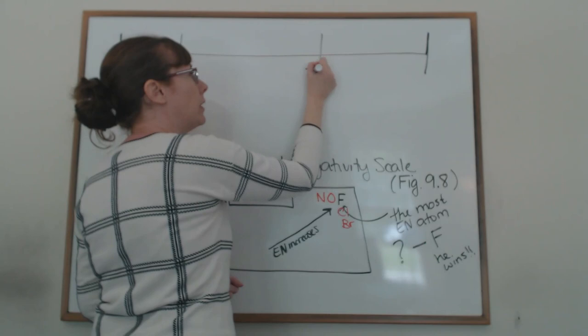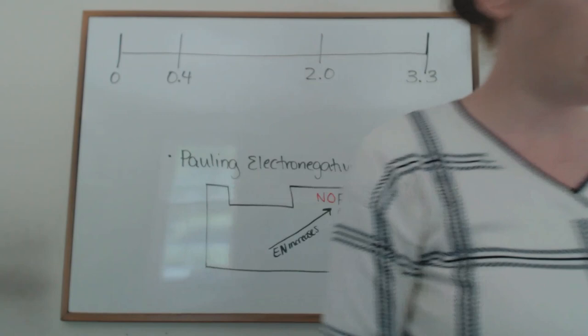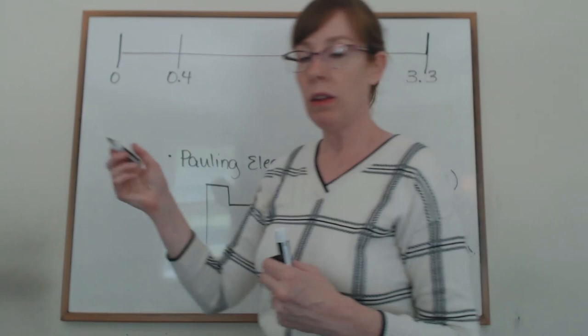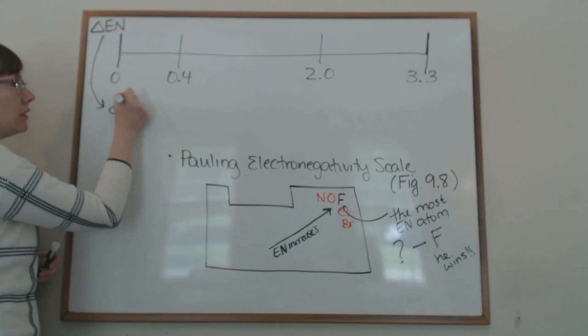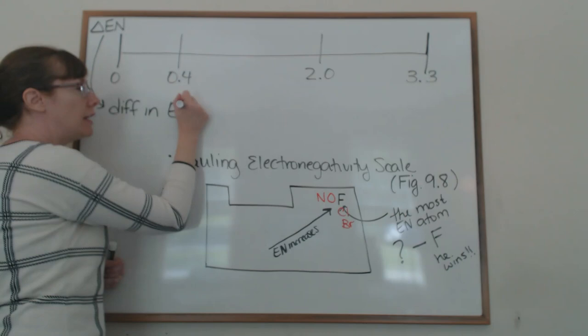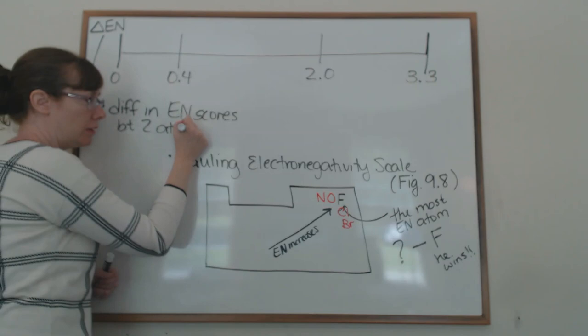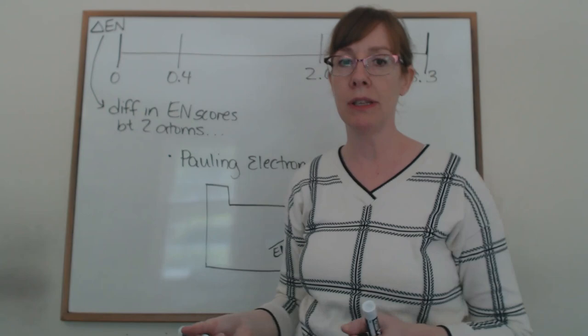I keep trying to find a great marker, and I'm not happy with the ones I keep choosing. But anyhow, what you are building here with me in your notes is how to use what's called the delta EN. The delta EN is simply the difference. Usually delta means change, but here we mean difference in the electronegativity scores between the two atoms that you're examining. You're going to calculate that, and I'll show you with some examples. And then you're going to place the difference in electronegativity scores somewhere on this continuum.